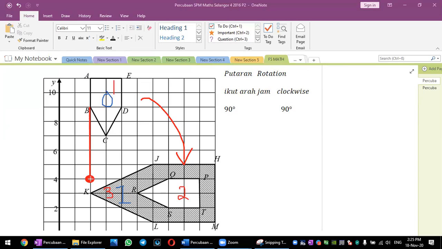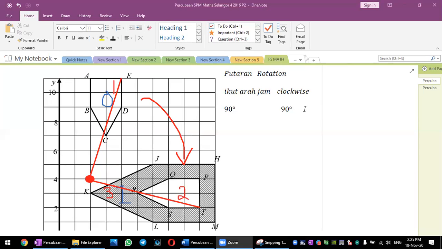B will rotate to Q. Okay, so is it 90? Yes. Then we try again. E will rotate to T. So is it 90? Yes. Okay, how do you check 90? Either you use a protractor or you use a ruler, because the ruler's corner is also 90 degrees.